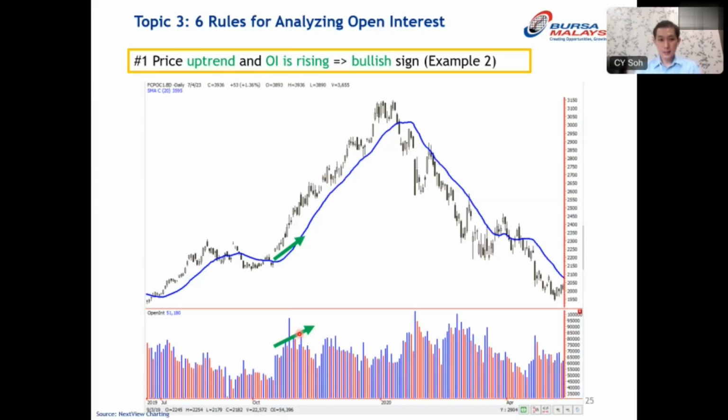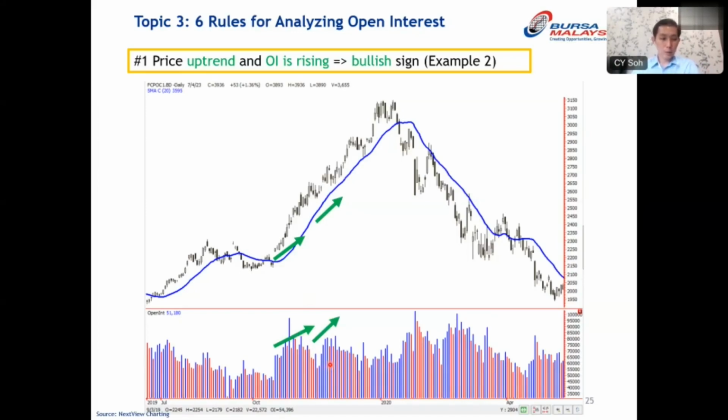So rule number 1 is very easy to identify, especially when there is an uptrend. Remember this: when price goes up, open interest also goes up. It means there are more bulls than bears in the market, so it is a bullish sign. Again, you can see price goes up and open interest goes up, so it is a bullish sign.